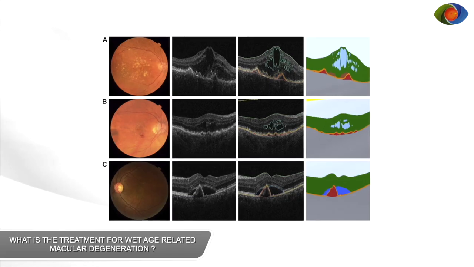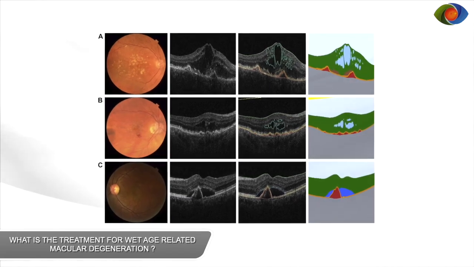In wet ARMD, once it is diagnosed, we do some tests to be sure that we are dealing with wet ARMD. The usual tests that are done are an optical coherence tomography, or a scan of your retina, and also sometimes an angiography. Now, angiography for wet AMD can be a scan-related angiography called OCT angiography.